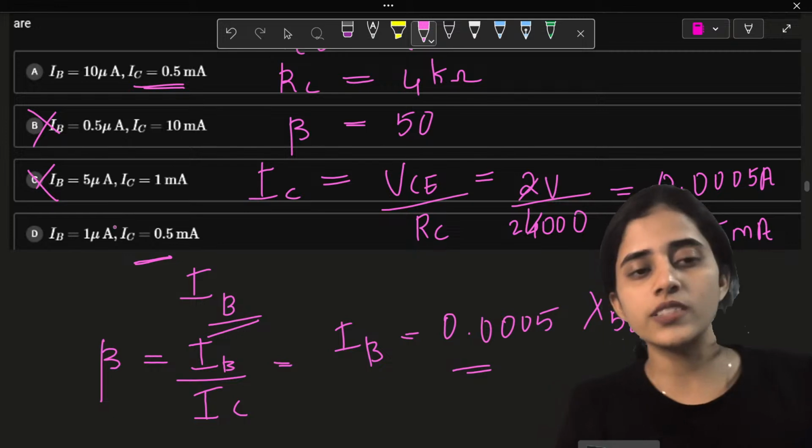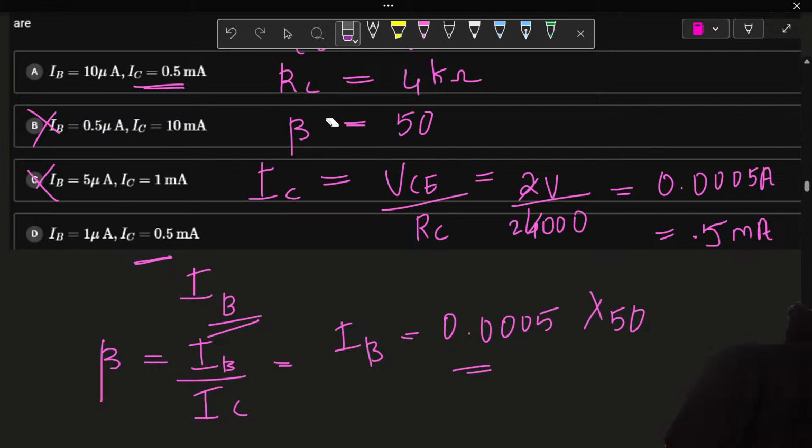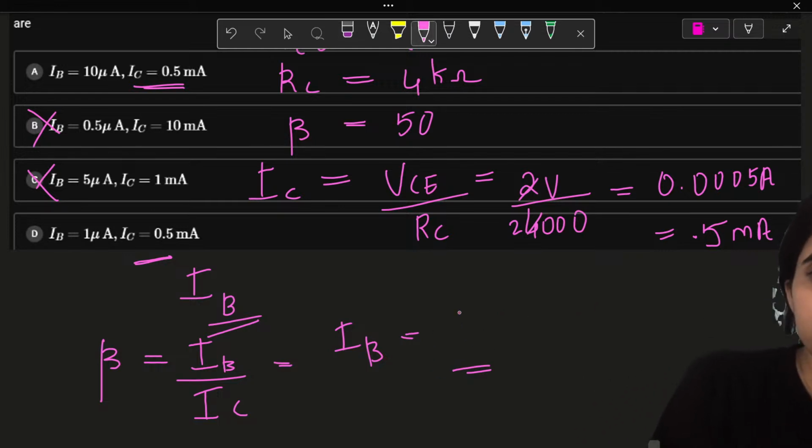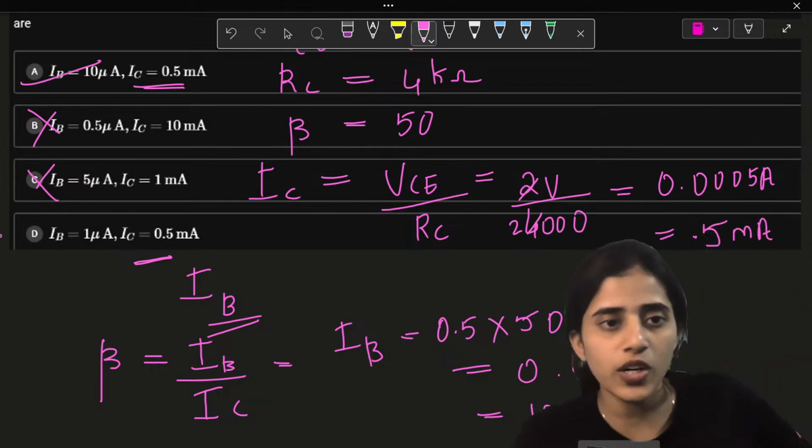But you can see the answer is in microamps. So I will take current as milliamps only, because I need to get my answer in microamps. So 0.5 into 50. This is going to be 0.01 milliamps, which is, can you see, I will move, how many microamps? 1, 2, 3. 10 microamps. Option A.